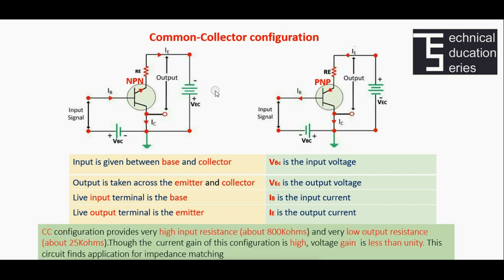A special feature of this configuration is that it provides high input resistance in the range of 800 kilo ohms and very low output resistance, about 225 kilo ohms. Though the current gain of this configuration is high, voltage gain is less than unity, and this circuit finds application for impedance matching rather than amplification.